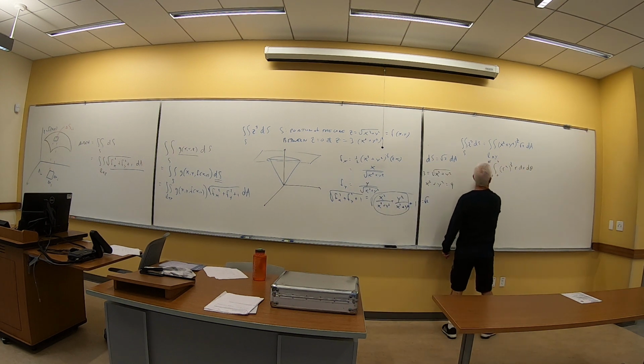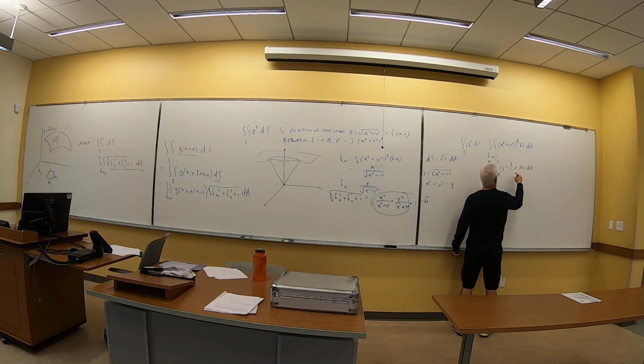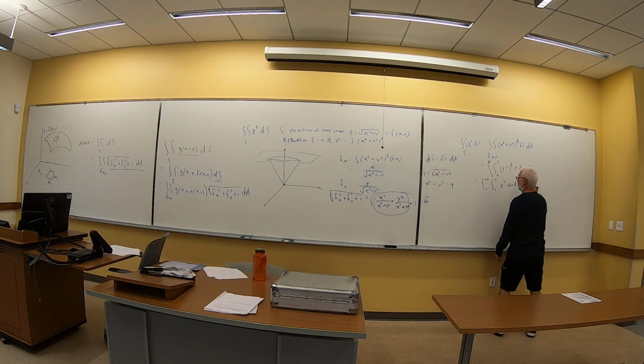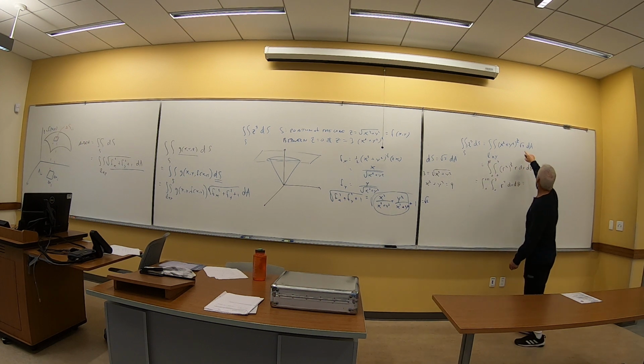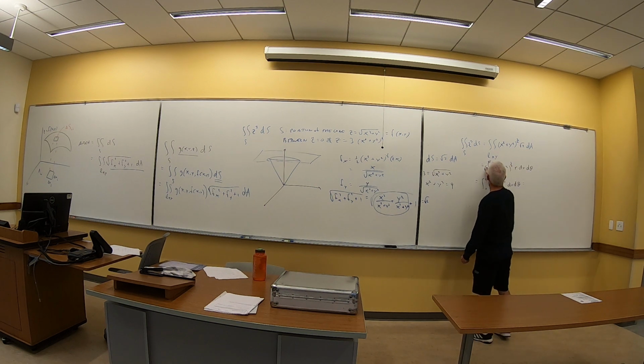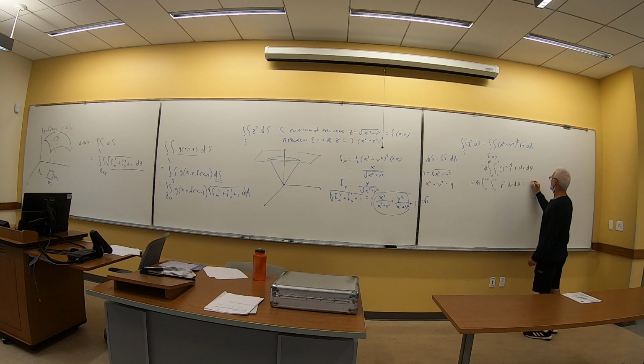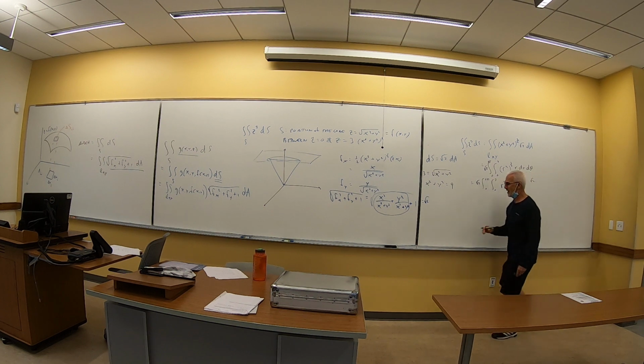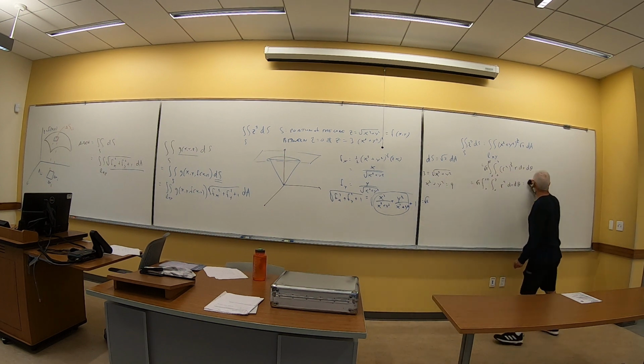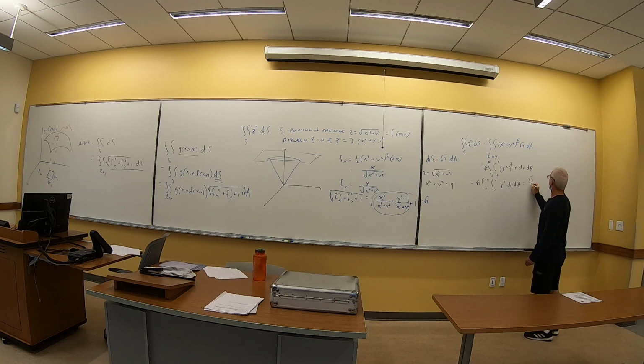So when I clean this up, that would be 0 to 2 pi, 0 to 3, r to the 4th power d r d theta. Oh, and I'm sorry, don't forget the root 2. I'm going to put the root 2 in front, get it out of the way. All right, so now that gives us root 2 over 5 times r to the 5th from 0 to 3 d theta.